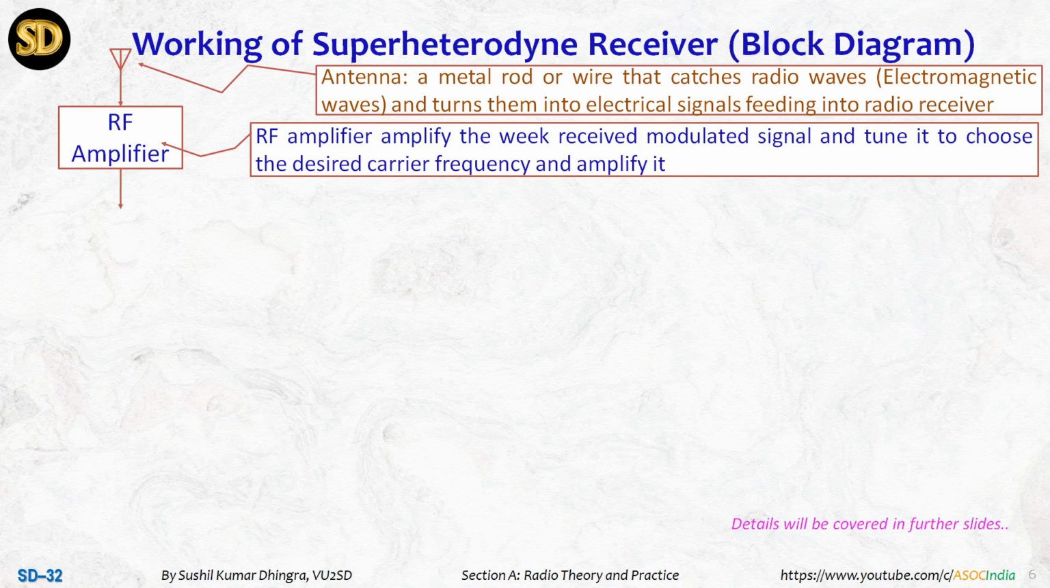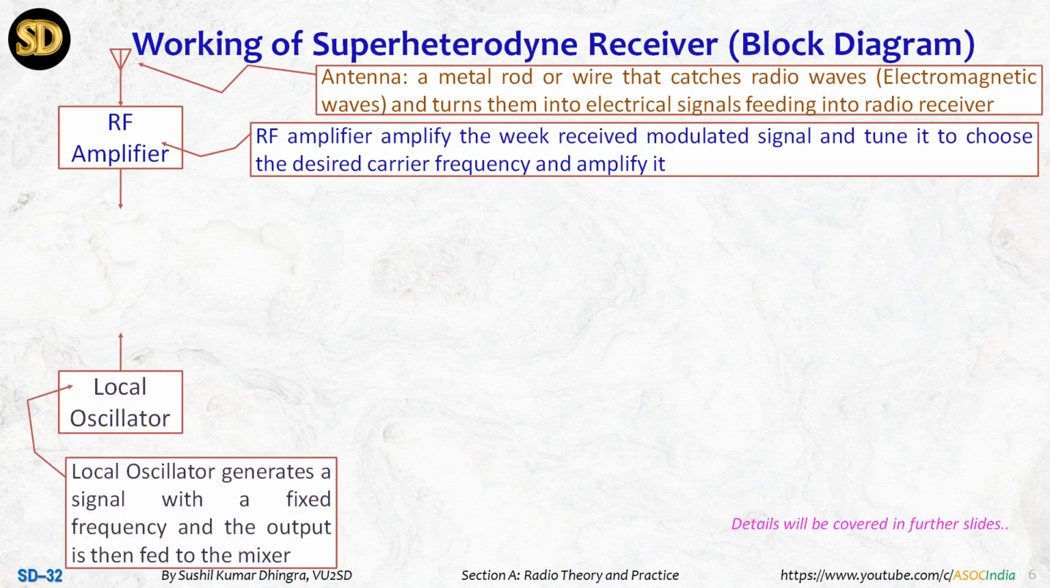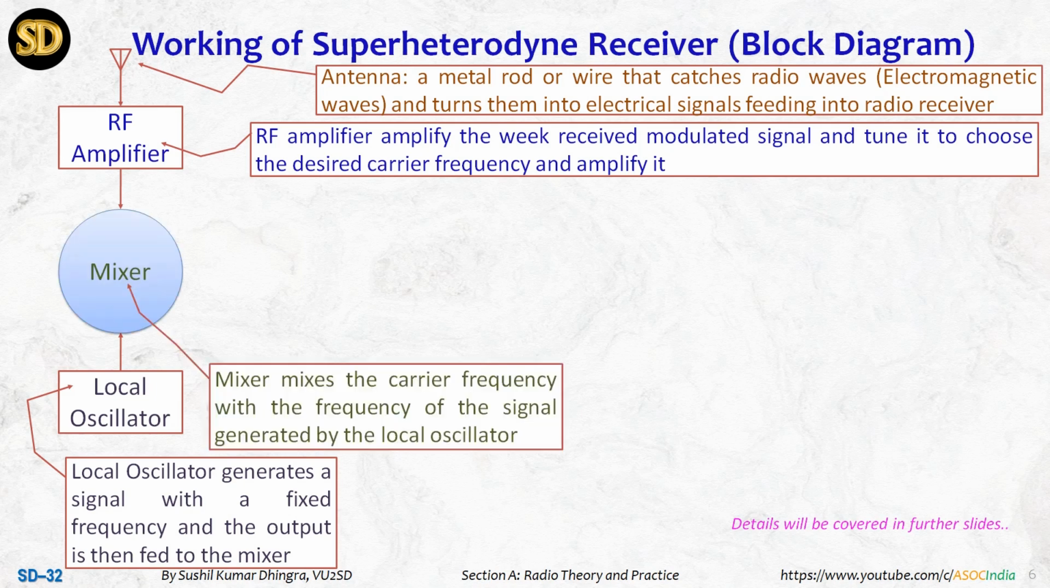Now one frequency we have, the incoming frequency. We need one more frequency, the local frequency. This local frequency is generated by the local oscillator, and these two frequencies go to a mixer stage. What will the mixer stage do? This mixer stage mixes the carrier frequency with the frequency of the signal generated by the local oscillator. So the mixer has two frequencies. As a result, we take the output as an intermediate frequency.